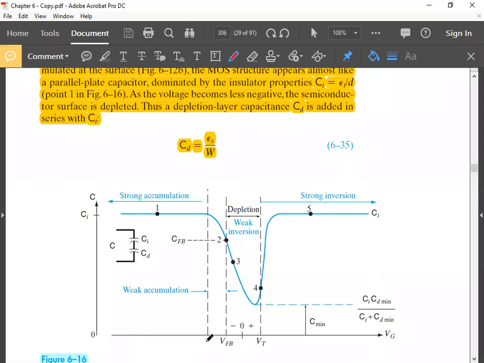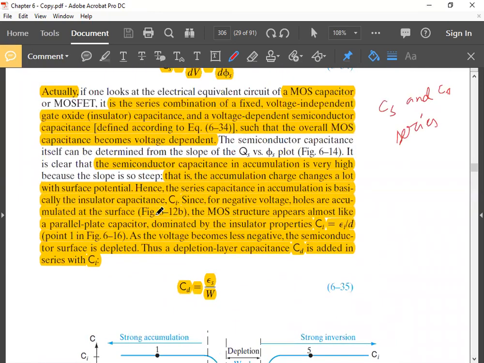So this is 0. In this direction, voltage is gate voltage. This axis is gate voltage. This axis is capacitance. Capacitance versus gate voltage. Okay. So for negative values of gate voltage, we have what? Accumulation, right? So in accumulation, holes accumulate.